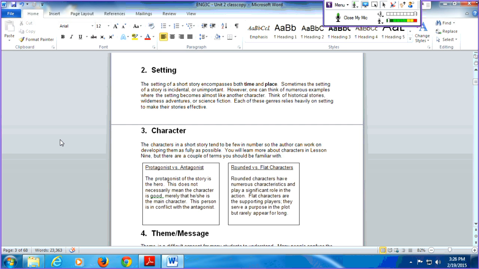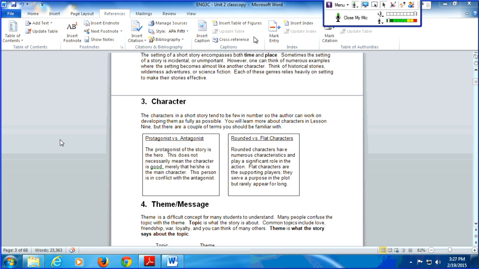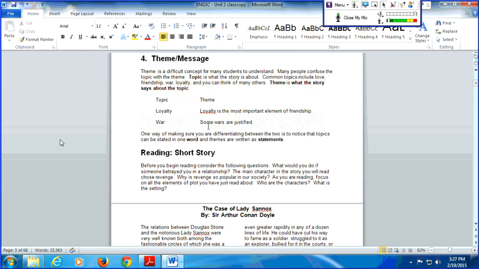And then we have what's known as the theme or the message. That's our fourth element of a short story. The theme or the message is a difficult concept for many students to understand. Many people confuse the topic with the theme. Now, the topic is what the story is about. So if someone asks you, "What's that new movie about?" and you tell them, "Oh, it's about blank," that's the topic. The theme is what the story says about that topic.